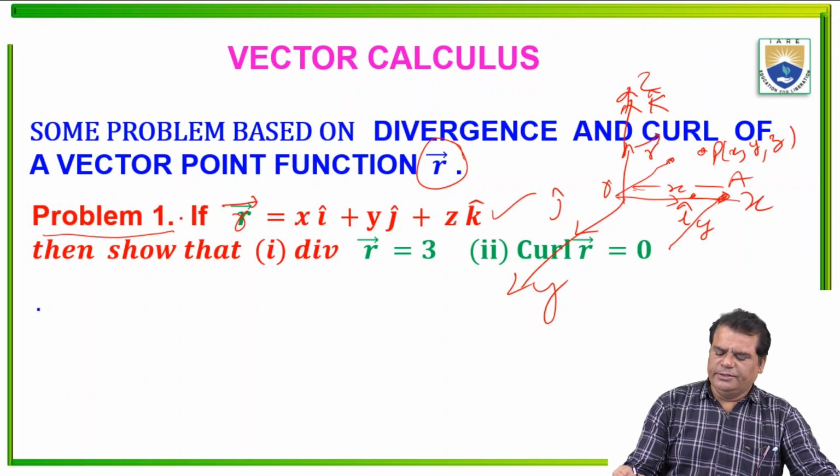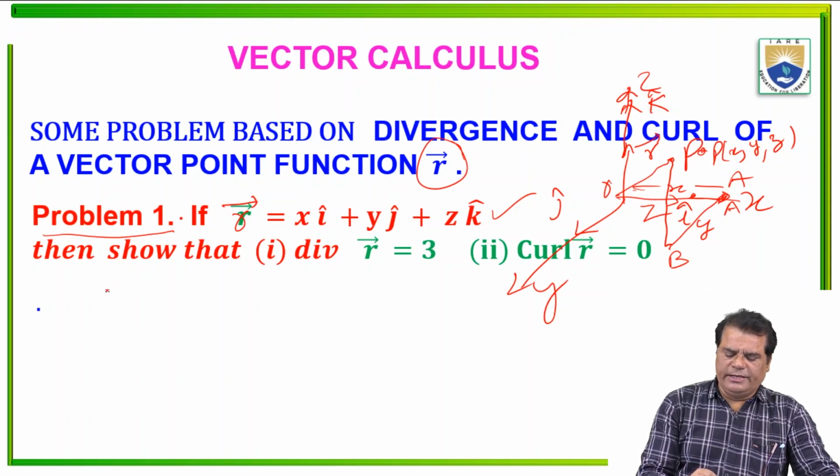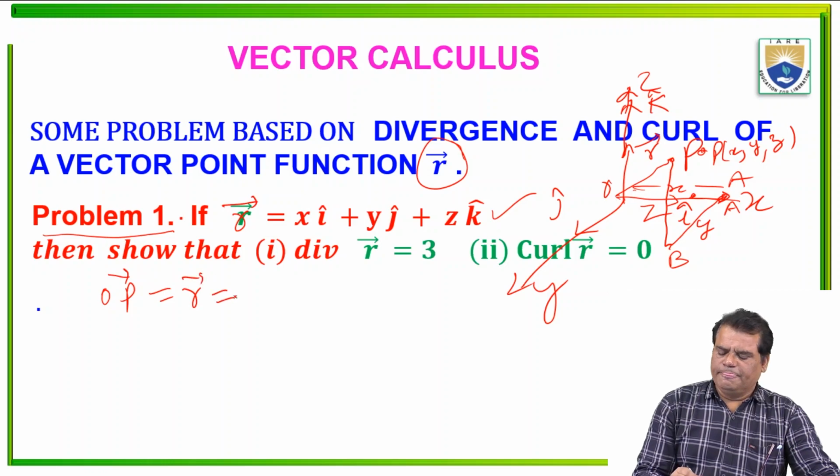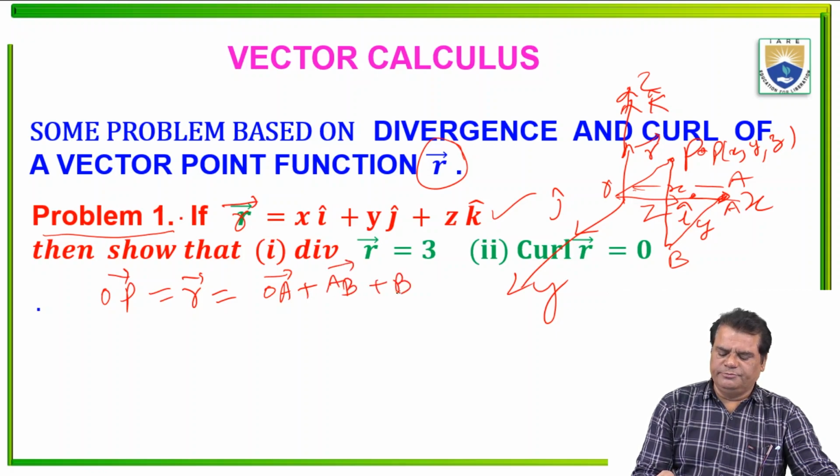This is point P. This distance covered on the z-axis, so this is z. Now OP, this is point P. This is A, this is B, and this is P. So here the OP vector is equal to vector R. This is equal to vector OA plus AB plus BP. So this is x i plus y j plus z k. This is the vector R.